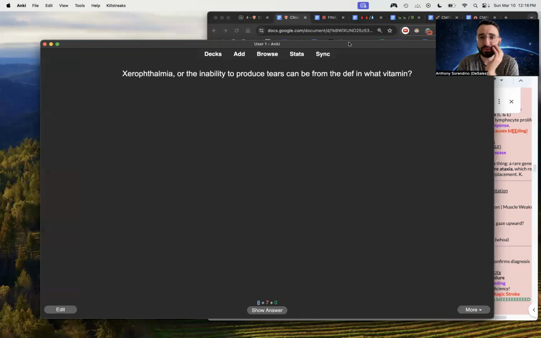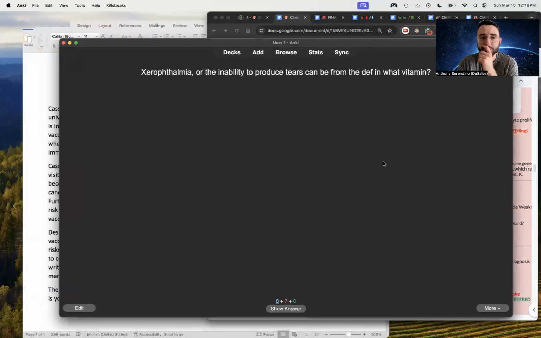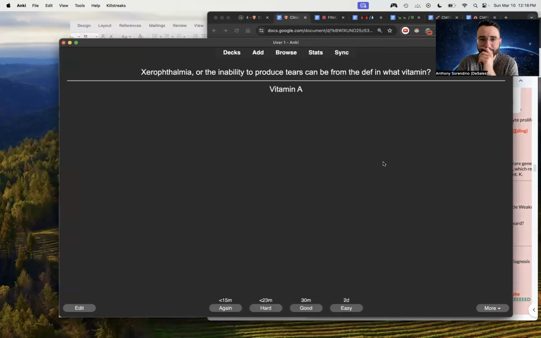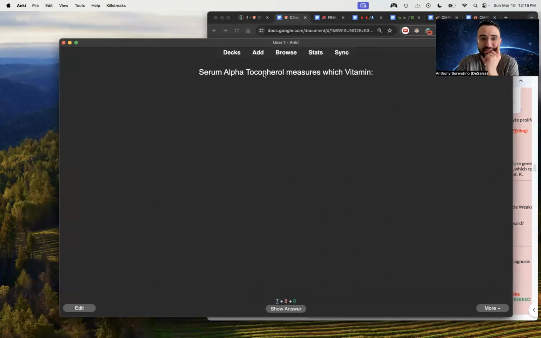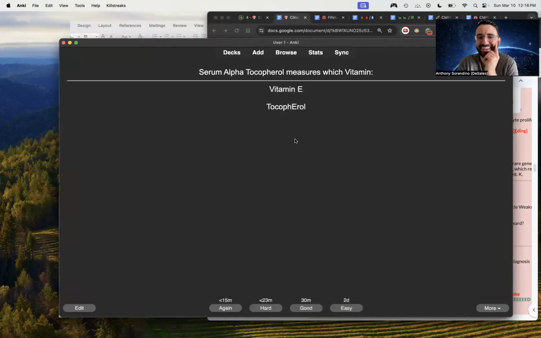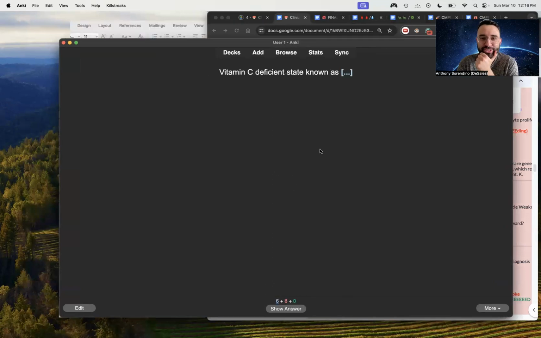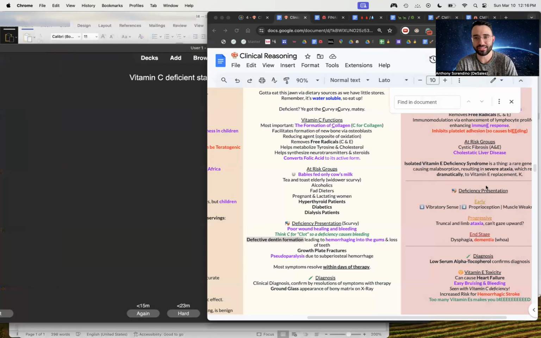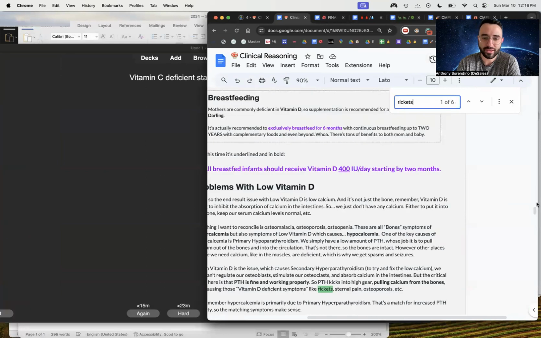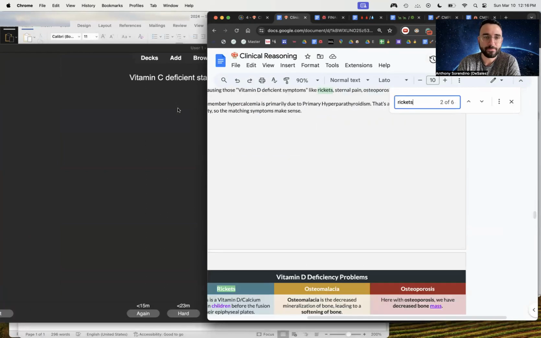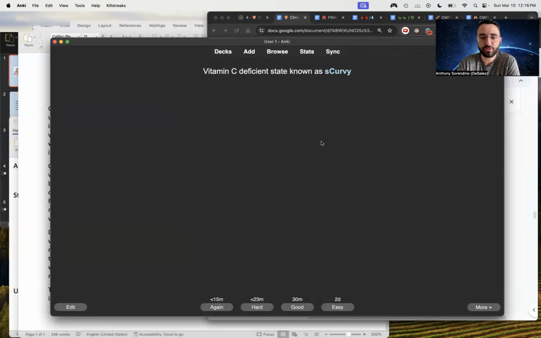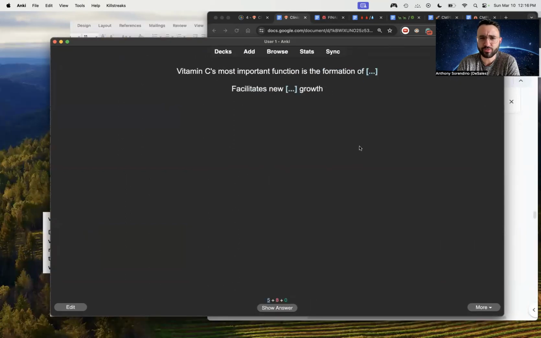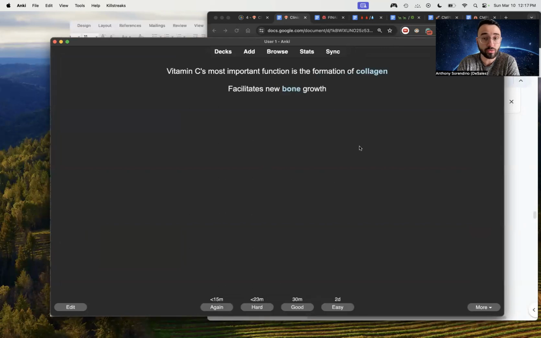Xerophthalmia, or the inability to produce tears, can be from the deficiency of what vitamin? Is this E? It's A. Okay. Serum alpha tocopherol measures which vitamin? Is it E? Yeah. Okay. Vitamin C deficient state known as, is this just rickets? Oh, scurvy. What is rickets? Is that D? Yeah. Scurvy, we'll take that. Vitamin C's most important function is the formation of collagen, which facilitates new bone growth.